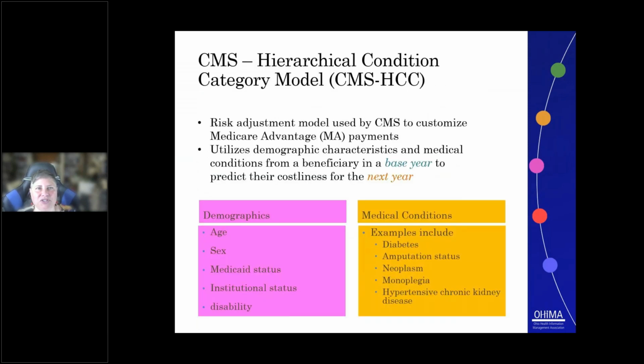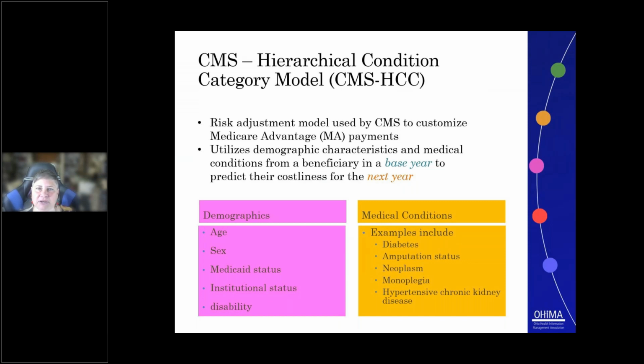The model I'm going to use to illustrate the connection between medical coding and risk adjustment is the Centers for Medicare and Medicaid Hierarchical Condition Category model. That's a mouthful, so we often just refer to this model as HCCs. This risk adjustment model is used by Medicare to customize Medicare Advantage payments so that the monthly payment for each beneficiary reflects the medical and demographic profile of each beneficiary.